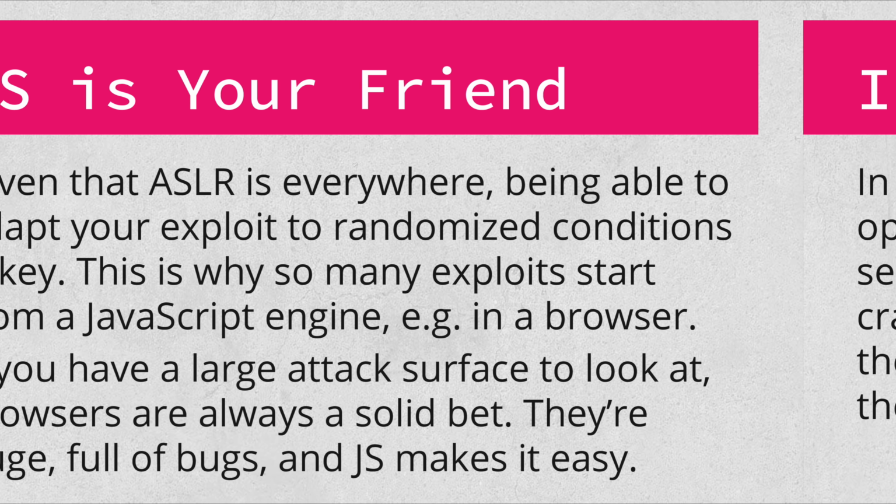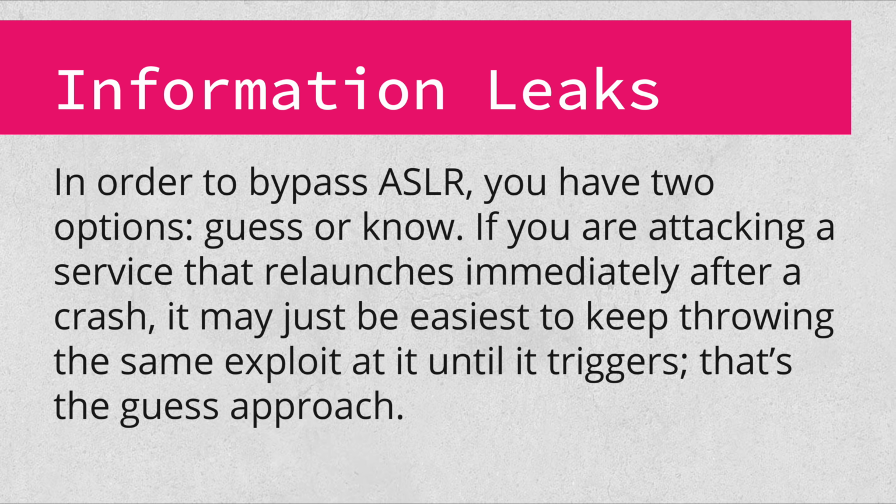In order to get around ASLR, you really only have two options: guess addresses or know the addresses. If you are targeting some service that immediately restarts when it crashes, and it's only using 12 bits of randomness or some such, you can honestly just choose a specific address and keep throwing the exploit at it until it fires. That's the guess approach. If it takes a second per attempt, that'd take an average of about half an hour to work. Not terrible by any means, depending on the scenario.